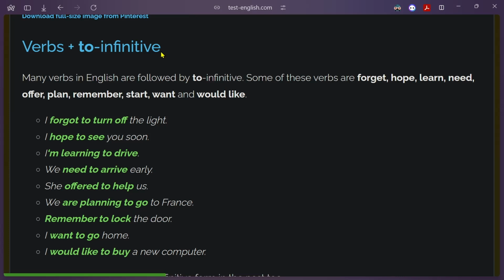Infinitive. Why infinitive? I heard it's because it's not connected to any time. It's not past, it's not present, it's not future. So it's like infinite. Okay? In terms of time, it's infinite. So it's in infinitive.